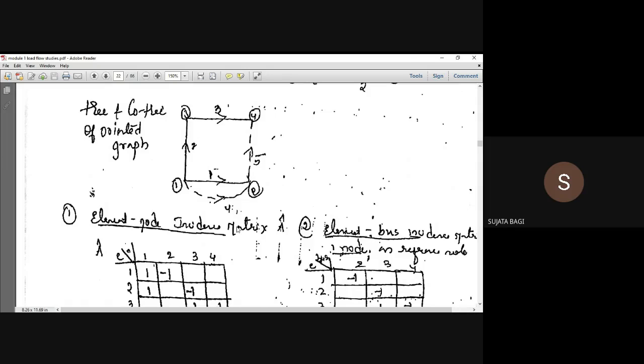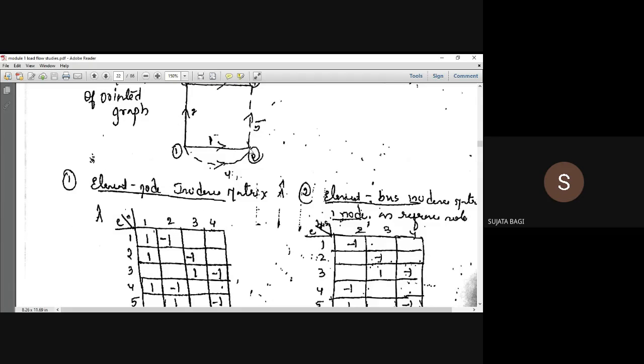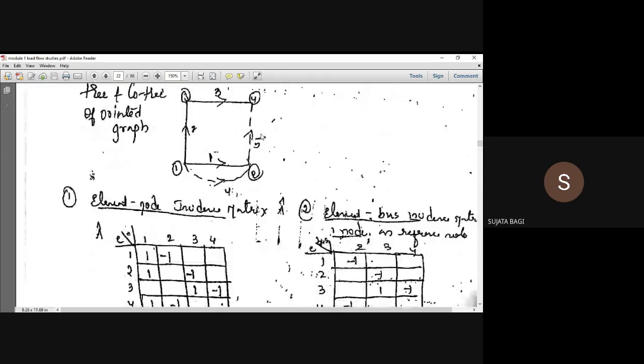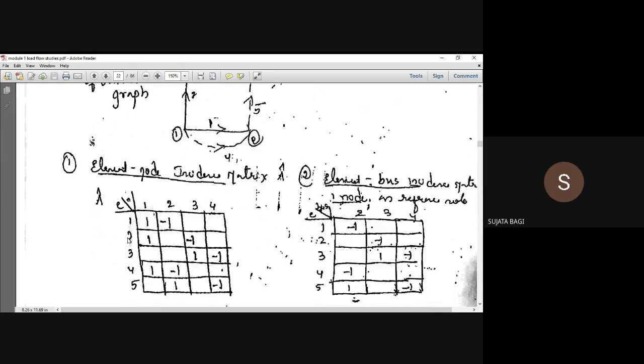5 elements. How many nodes? How many nodes are there? 1, 2, 3, 4. 4 nodes, 5 elements. See, 5 elements, 4 nodes. 5 elements are there, 4 nodes are there.